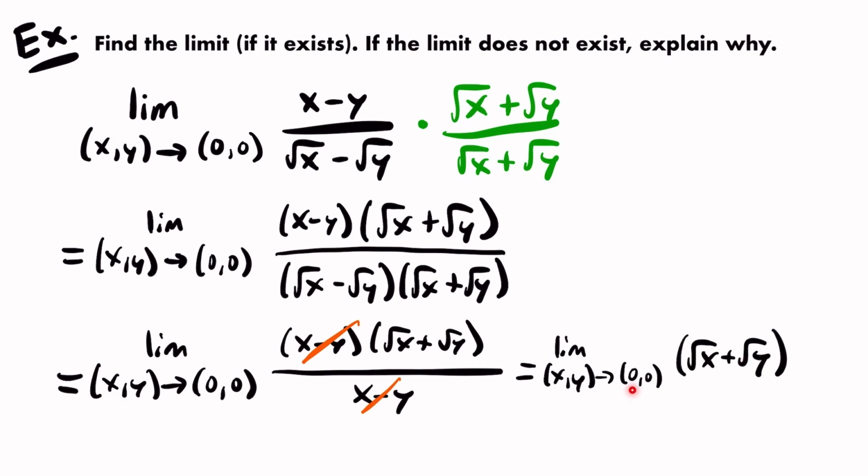And now you can plug in 0 for x and 0 for y, no problem. You will find that this limit is equal to the square root of 0 plus the square root of 0, which is 0. The value of this limit is 0.